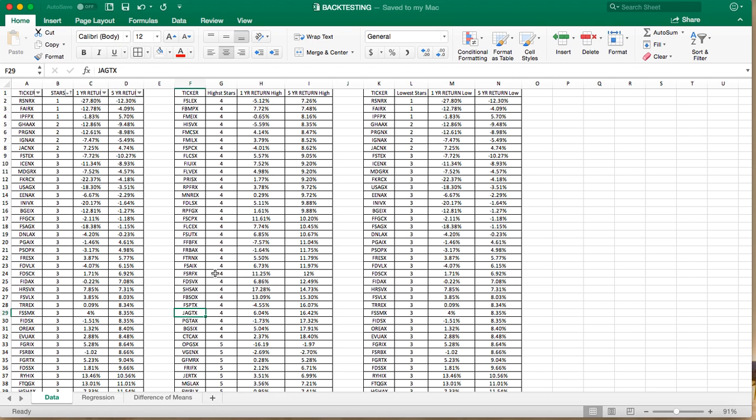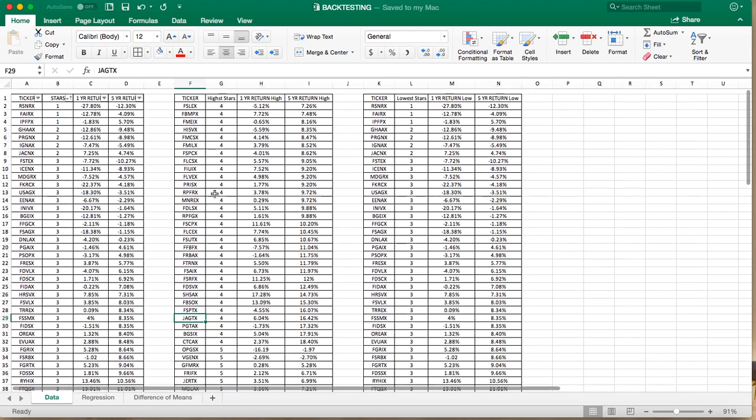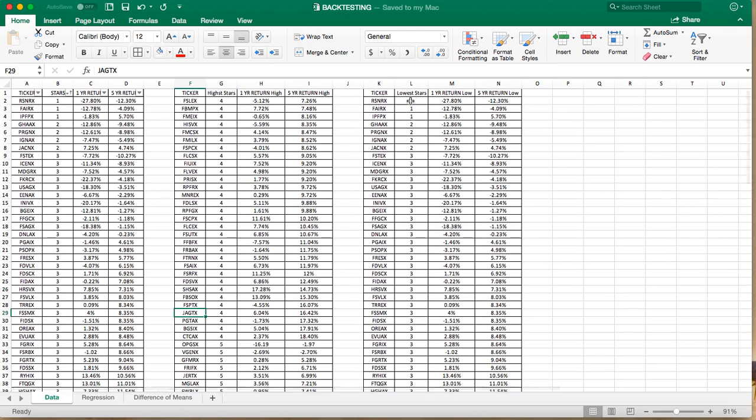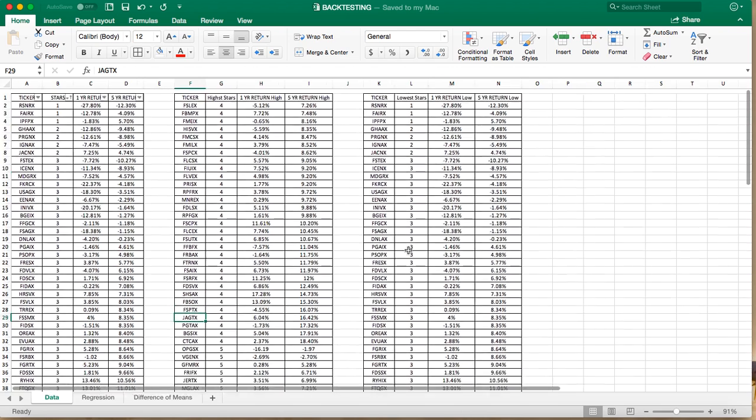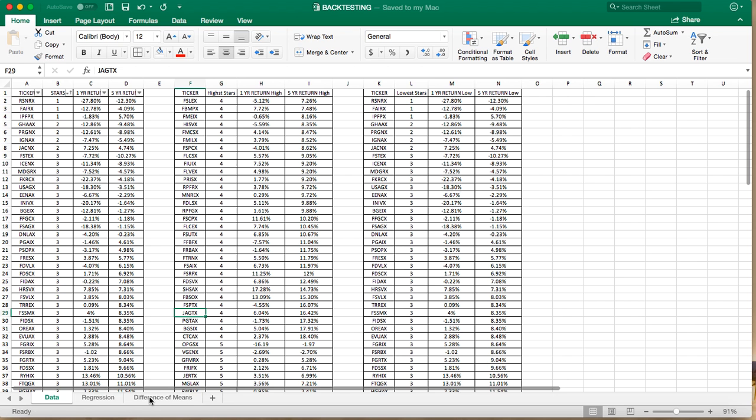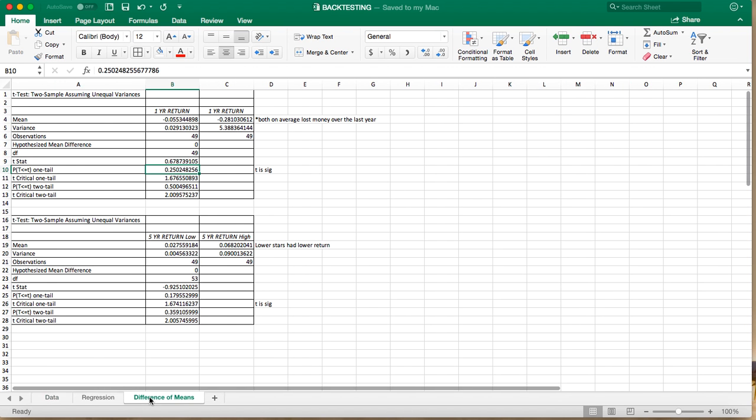To do this, I took the highest stars, the 1-year return, the 5-year return, and my ticker. And so we have a lot of 4s and 5s here, the highest ones. For the lowest ones, I did the same thing. So I have all the lowest stars, a lot of 1s, 2s, and 3s. And so you run your difference of means, and here are the results.